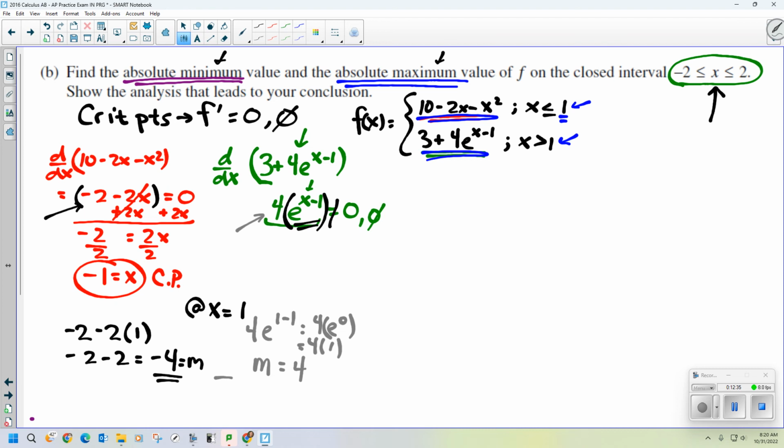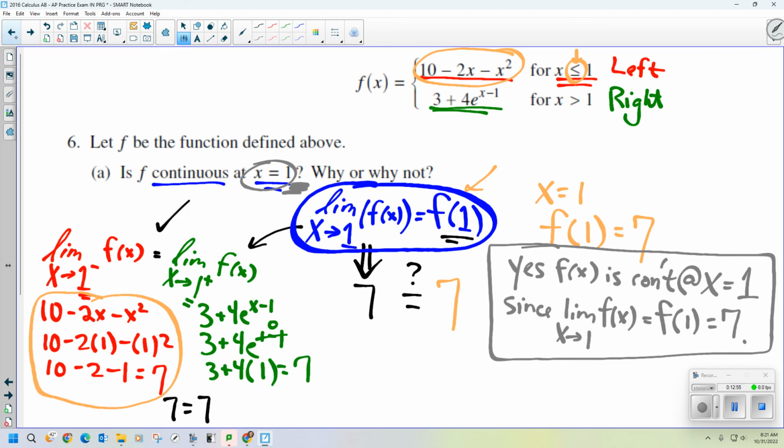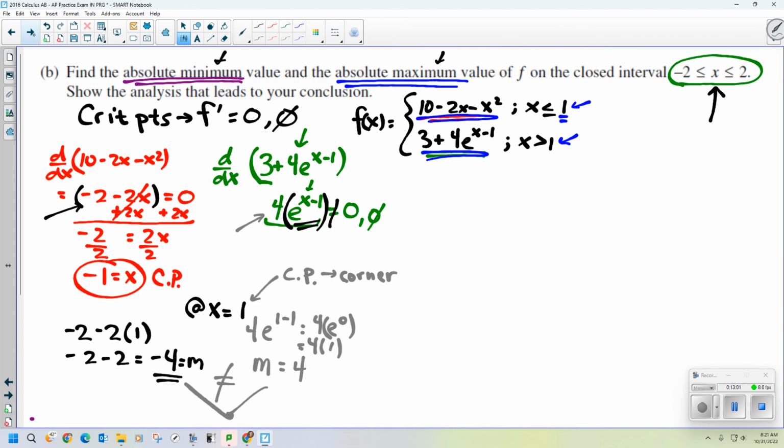Since these are not the same, I got a -4 going to a +4. That's a corner. The derivative at x equals 1 is a critical point. How come? Because it's a corner. Even though corners are continuous, and we just found out in part A it's continuous, that doesn't mean it's a straight line. Those two graphs come into x equals 1 at different angles. So here's where we highlight: x equals -1 is a critical point, and x equals 1 is a critical point.